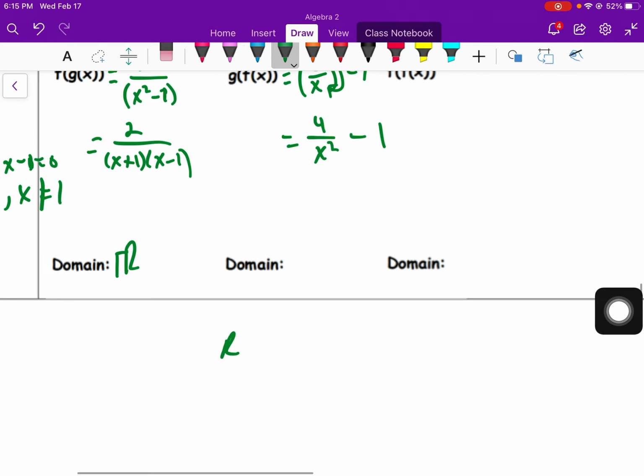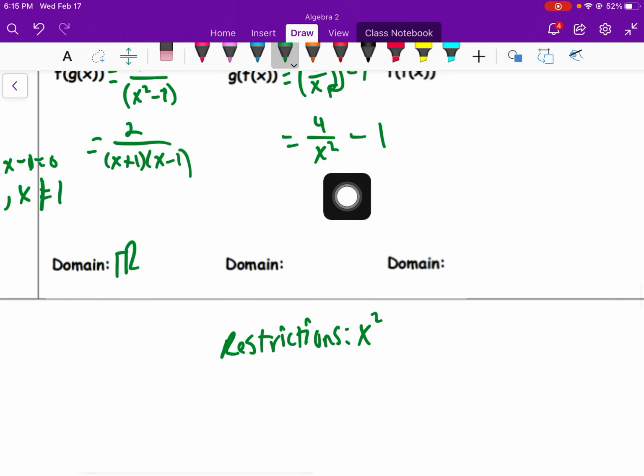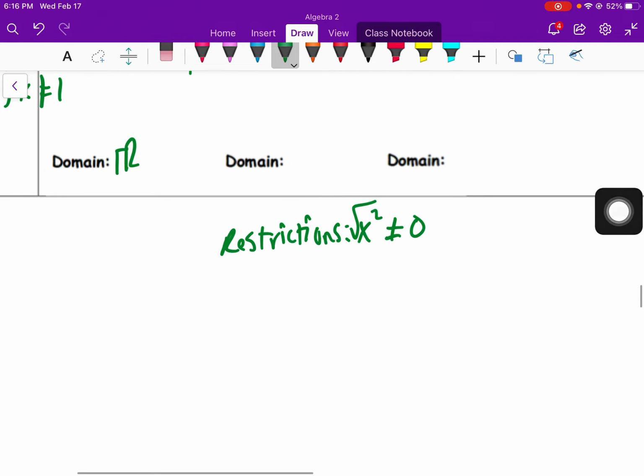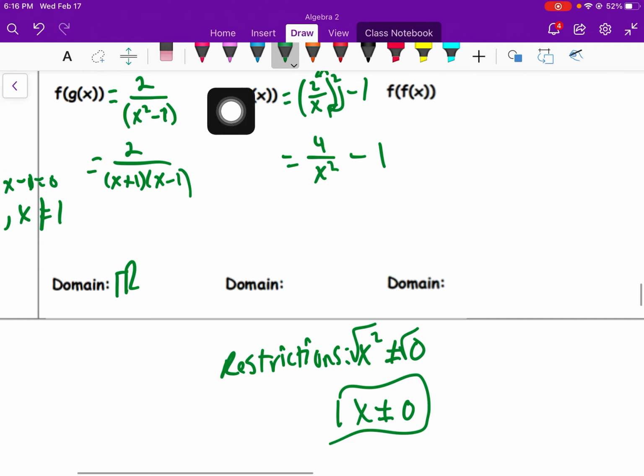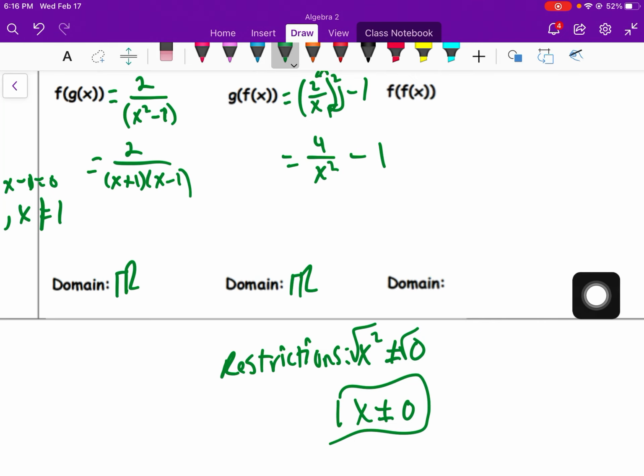And in this case, we can set x squared for our restrictions. So I'm going to do it down here. Restrictions. x squared, because it's in the denominator, cannot equal 0. So if we were to do our operations, x cannot equal 0 for this problem. And besides that, the domain will be all real numbers, besides our restriction.